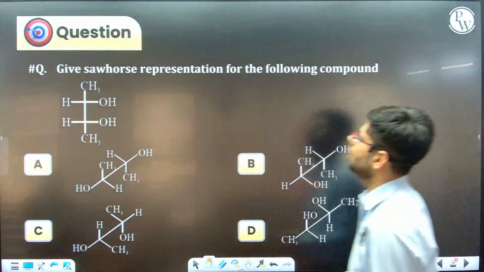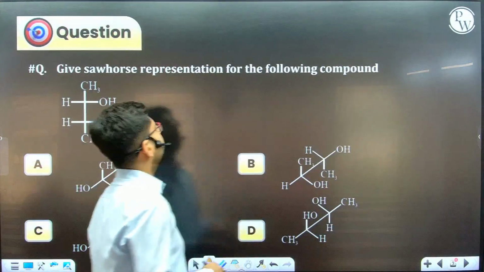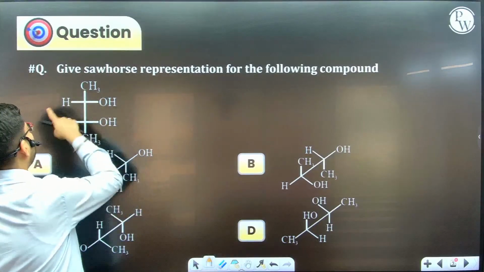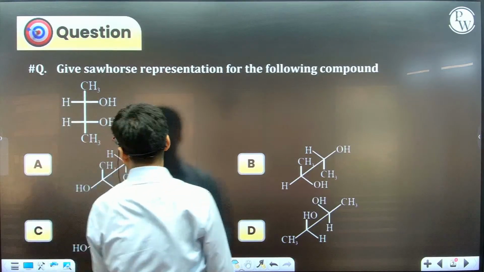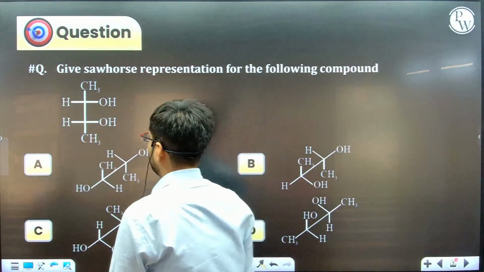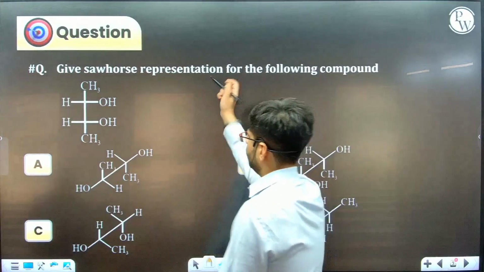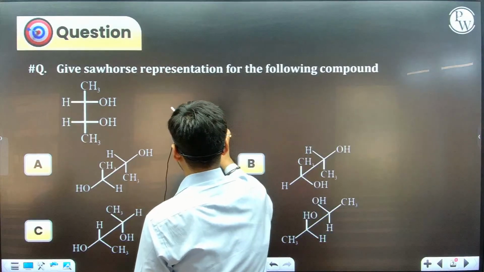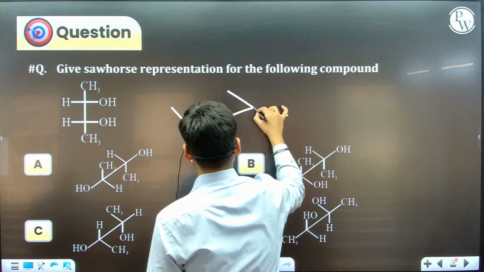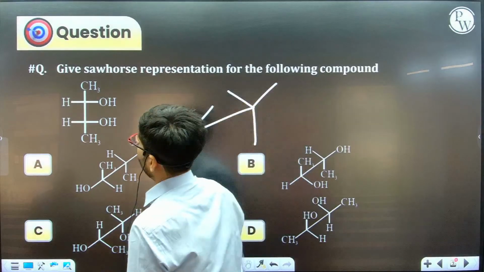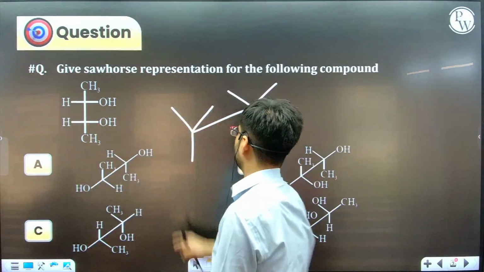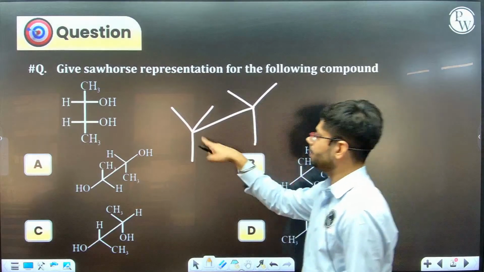Next one. Give Sawhorse representation of the following compound. Okay, we have been given a Fischer projection. Since we have been given a Fischer projection, we need to convert this to Sawhorse projection. Let's convert. What is the rule for converting Fischer to Sawhorse? So the rule is very simple. Whenever you have to convert Fischer projection to Sawhorse projection, you have to draw this form.